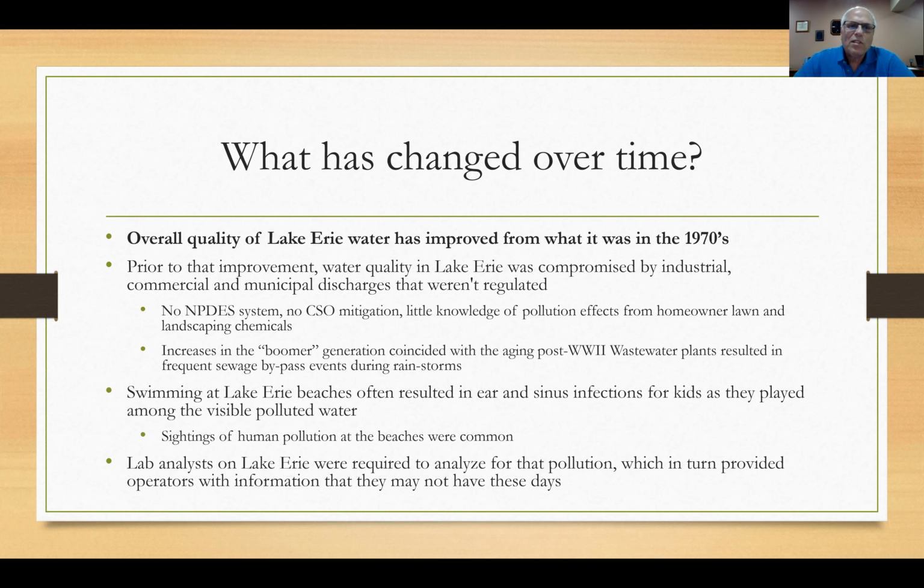And also the increases in the boomer generation, which I'm a part of, coincided with the aging post-World War II wastewater plants that resulted in frequent sewage bypass events. Back then, when a huge rainfall would occur, the wastewater plants had no other way to go about things other than open their bypass valve and let that raw sewage go straight in the lake. So Lake Erie was in bad shape back in the early 70s. And so, you know, regulatory people came along and started changing those things.